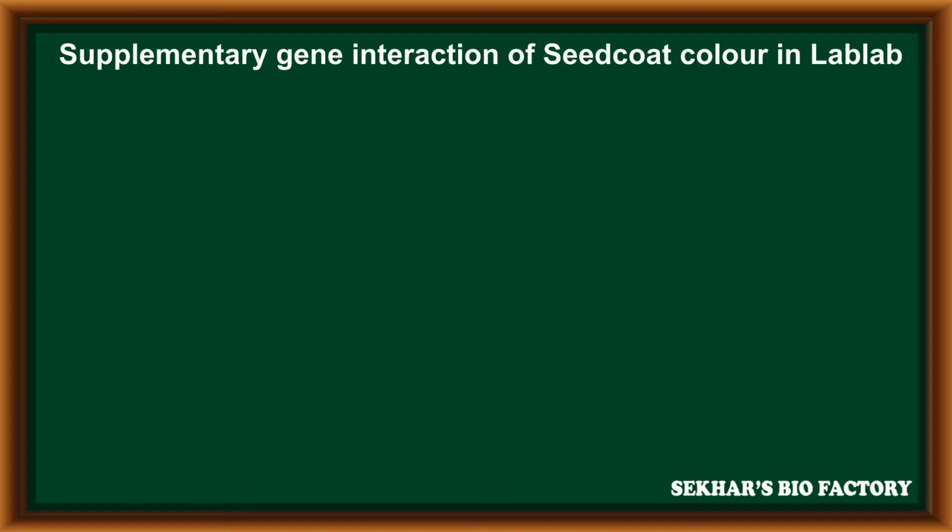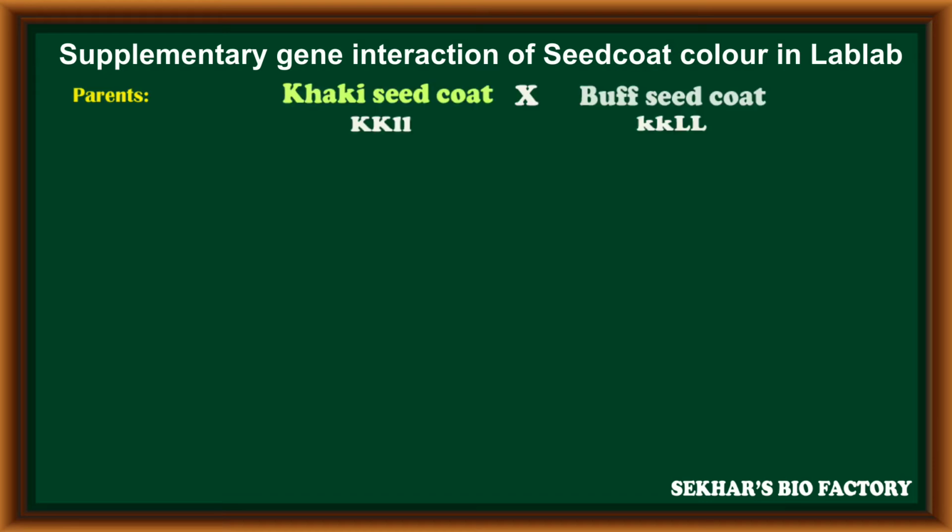In the inheritance pattern of supplementary gene interaction with the seed coat color in lab, first, khaki seed coat color and buff seed coat color individuals are taken as parents. The khaki seed coat is expressed because of capital K, small l, and buff seed coat will be expressed because of small k, capital L alleles. These are the genotypes of parents.